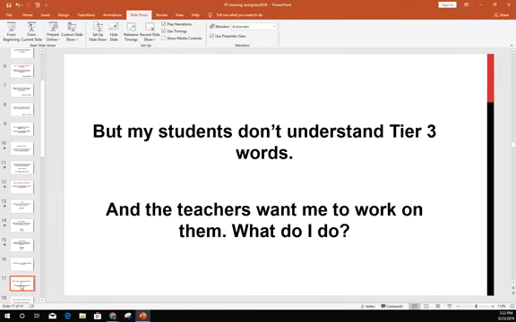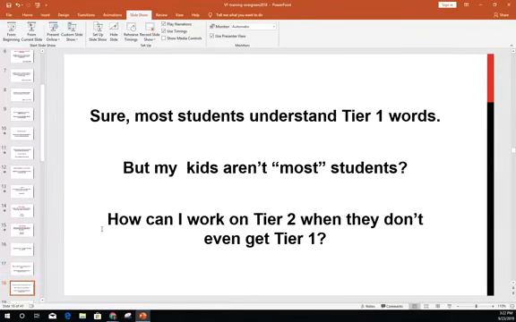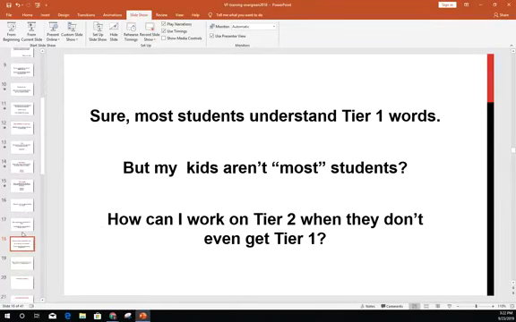And then there's the other problem: sometimes we might find that because our students are struggling, they don't understand the tier 3 words, and sometimes teachers want you to work on them. You're not always sure what to do. And then the other challenge is that some of my students didn't understand the tier 1 words. Most kids can understand the tier 1 words, but remember, we're working with kids who are struggling, who have weaker vocabularies. We know that our students aren't most students, and we sometimes have to work on some of those tier 1 words. It can be hard to move up to those tier 2 words when our students aren't even getting those more basic words. So there are a lot of times when this framework is great as a starting point, but we do need a way to tailor it a little bit to what we do as SLPs.